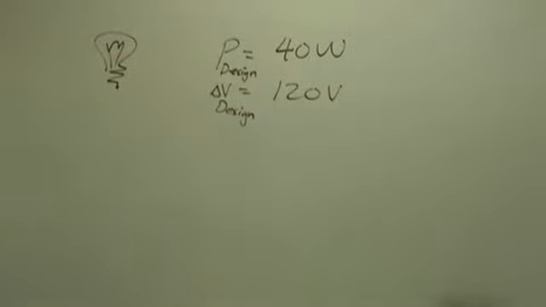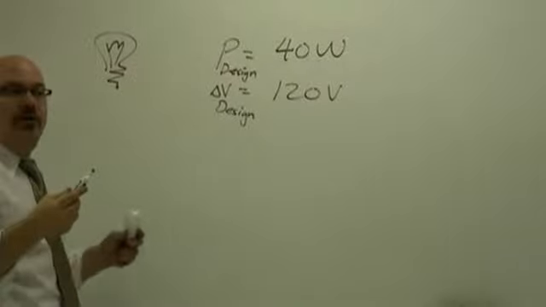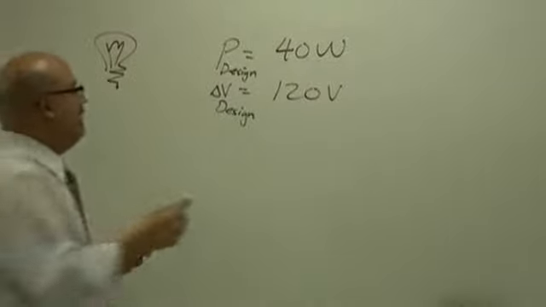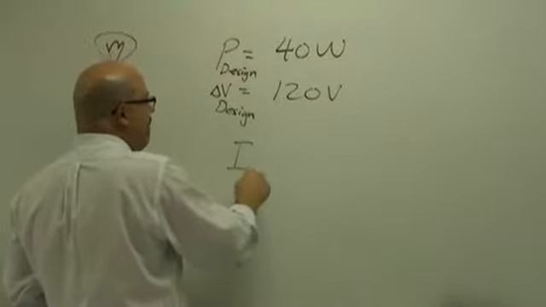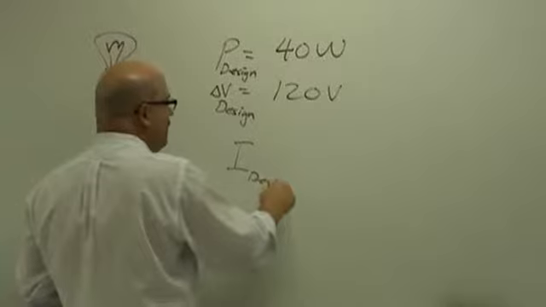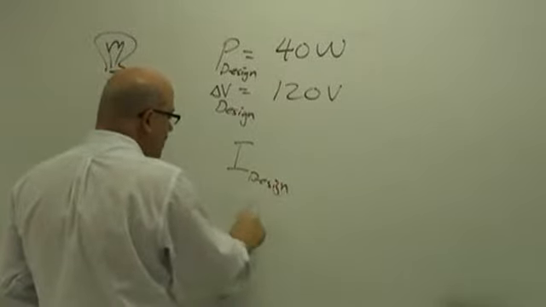Okay? Then tell me what other things can we find out about this bulb? We can find out the design current, and we can find out the resistance inside. Okay, so you do that for me, please. Find the current that it should have when it's operating as designed, and find out the resistance.